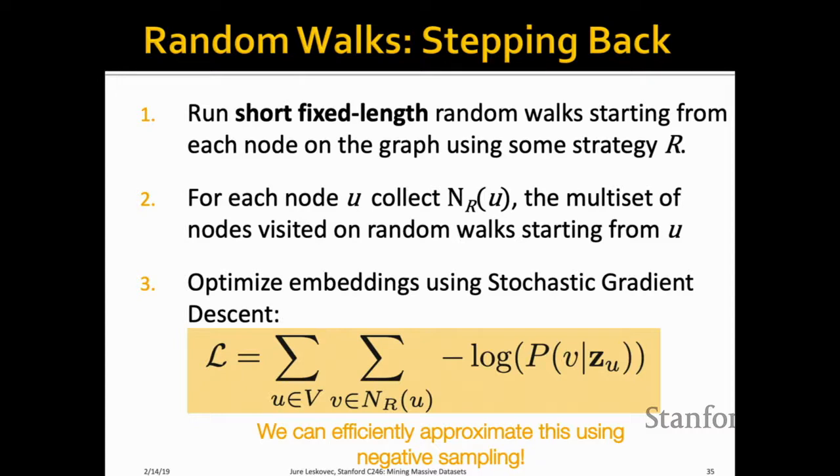This probability we approximate using negative sampling. And what are we trying to solve for here? We try to solve for this coordinate Z, okay? And that's the method. And this method is called DeepWalk. And for people who have taken more deep learning classes, the way you can think of this is that essentially this is very much analogous to word2vec, right?